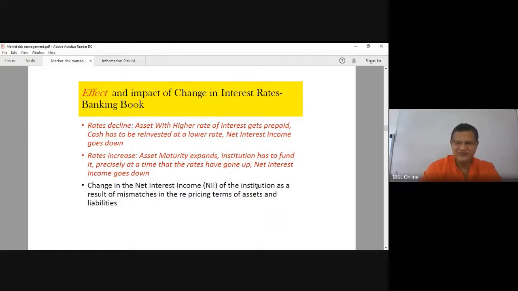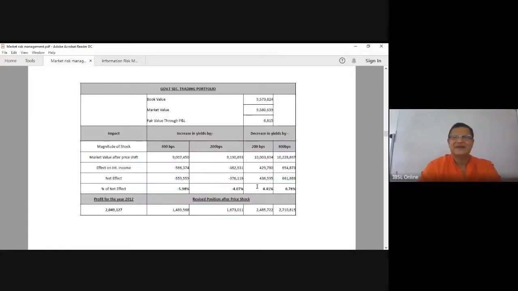Now we move on to your trading book. Now, for the trading book, I have taken some figures. Actually, these figures were done maybe eight, nine years ago when I started this particular course. So I did this calculation. I had this chart with me, fortunately, so I shared it with you. It is easy to explain in an online course when you have figures.